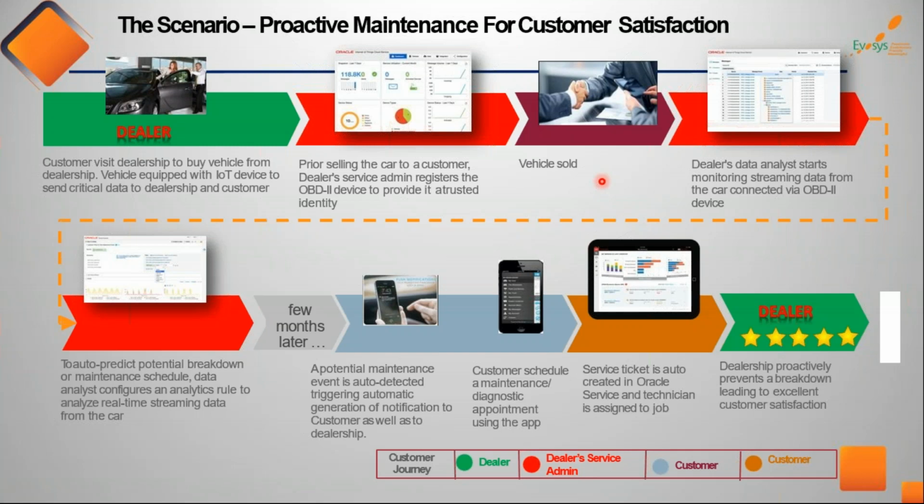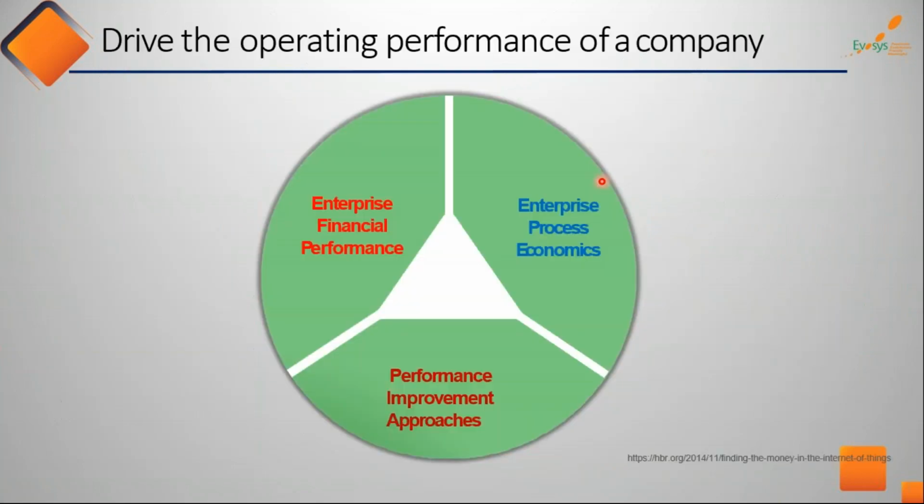So this is the kind of scenario where IoT will help a dealer to generate more business, to generate happy customers, and to have an optimized service mechanism for their end customers. So now let's go back to our key factors of process economics and financial performance.